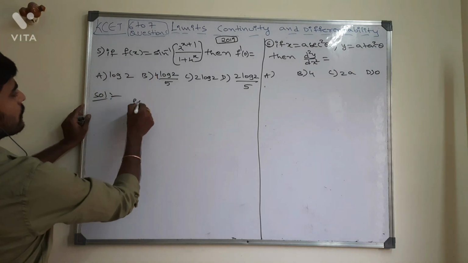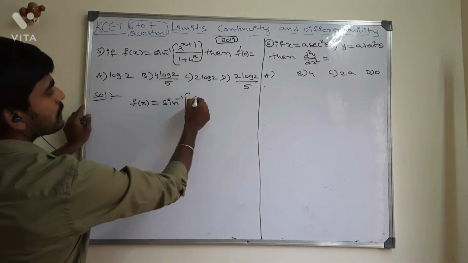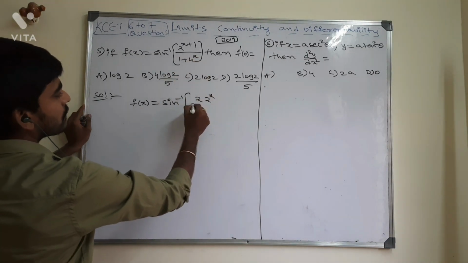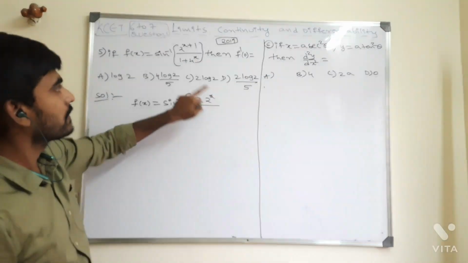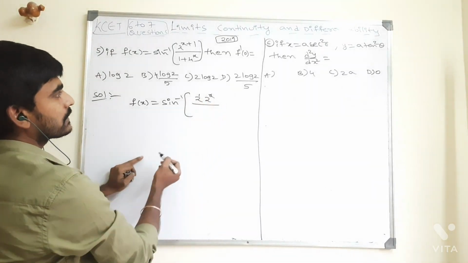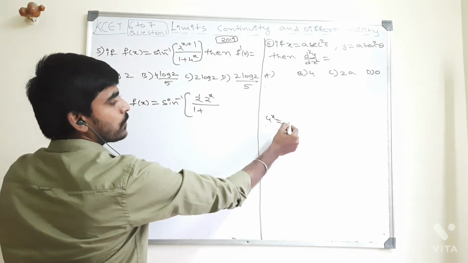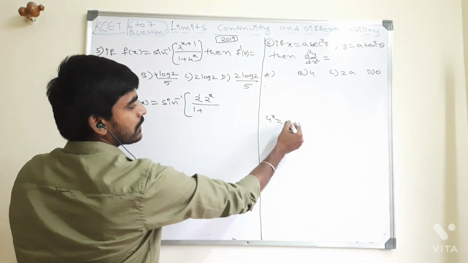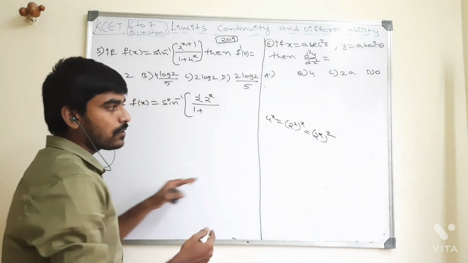How to solve this? My dear student, first change this into 2 into 2 power x. Bases are equal, powers I can add. Already adding is there, so I just separated. 2 power 1 into 2 power x divided by 1 plus 4 power x. 4 power x I would like to write as 2 square whole power x. This I can write as 2 power x whole square.